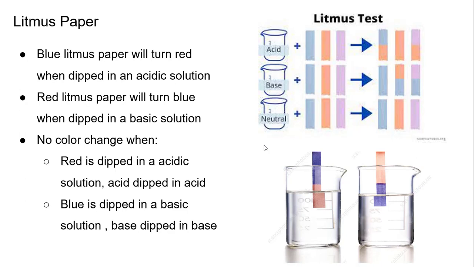And the opposite for base. If you think you have a basic solution, you would grab a red litmus paper, which is acidic, and it will turn blue if the solution is basic. And as you see, in neutral there is no change because the red litmus paper is already acidic. So if you dip it into an acidic solution, there's no change, nothing happens. And the same goes for the blue litmus paper. If you dip that into a basic solution, there's no change. So only when they are put in their opposites will they change. If a blue litmus paper goes into an acidic solution, it will change to red, and a red litmus paper goes into a basic solution, it will turn blue.